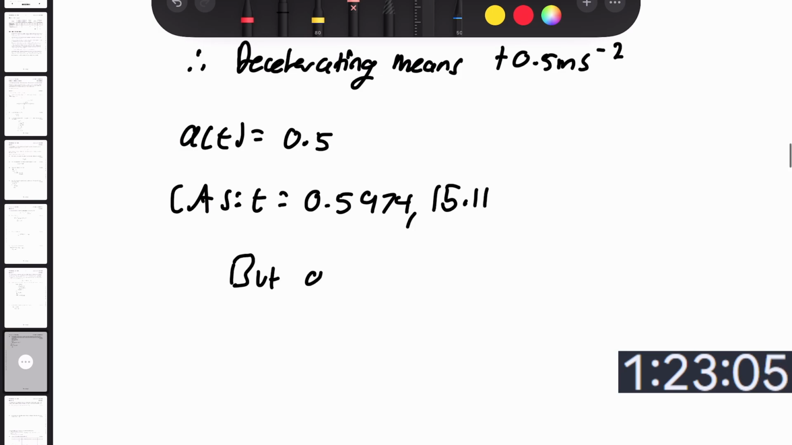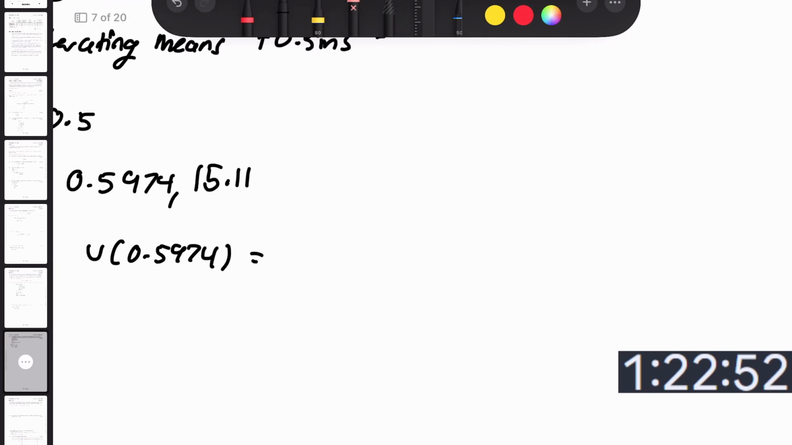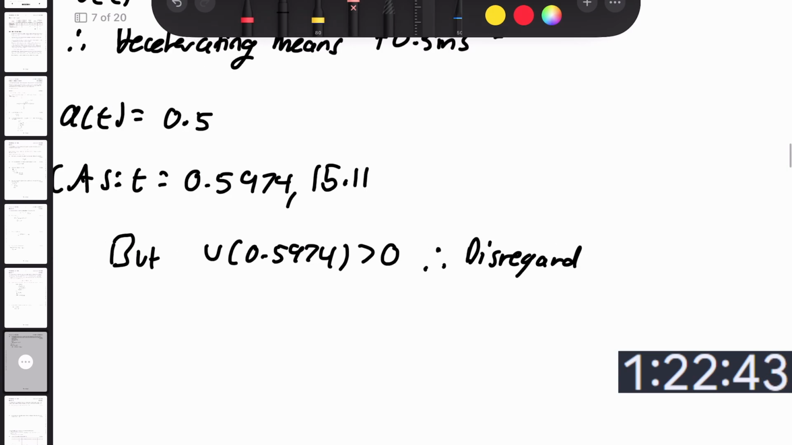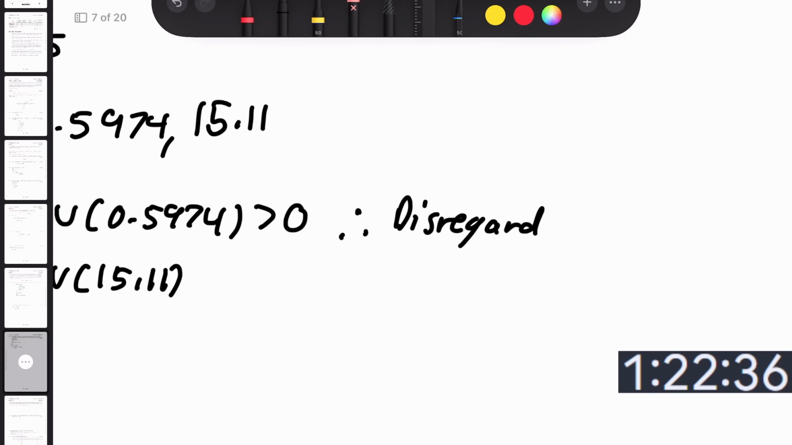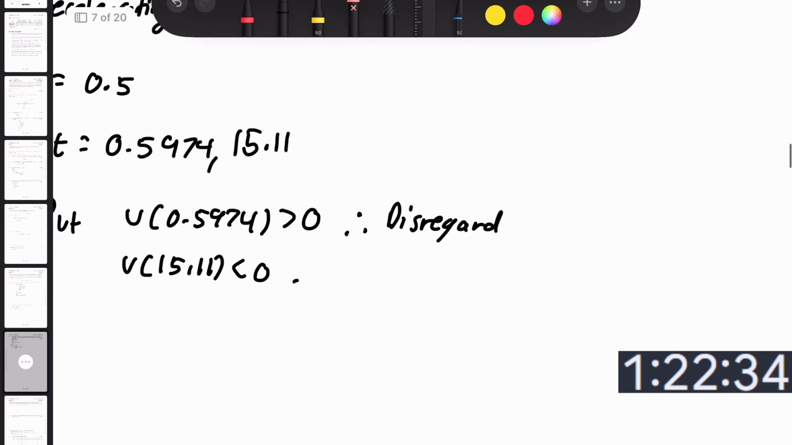But let's say v of 0.5974. This is probably going to be positive, so disregard, since we need this to be flying south. Now I'll just check that v of 15.11. Okay, yep, this is less than 0, therefore heading south.